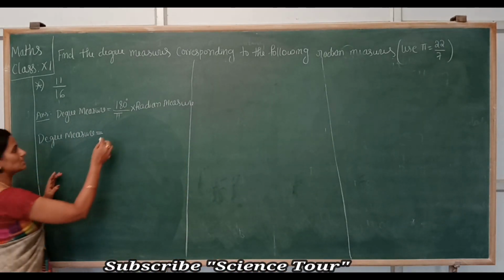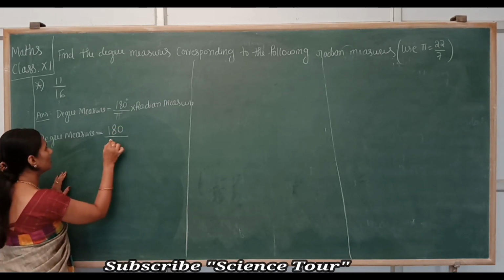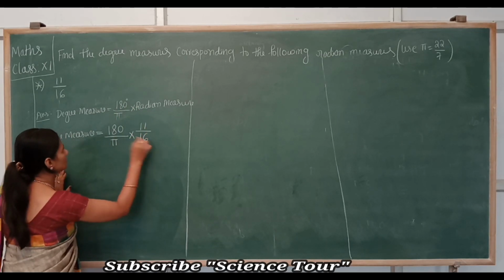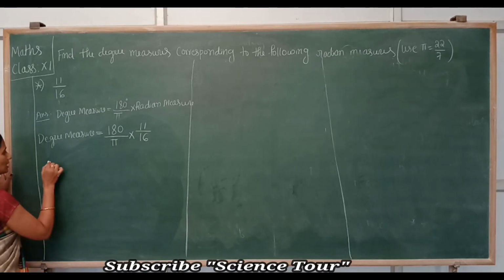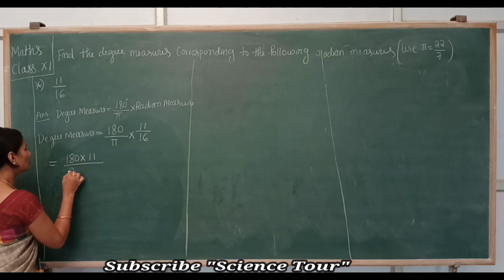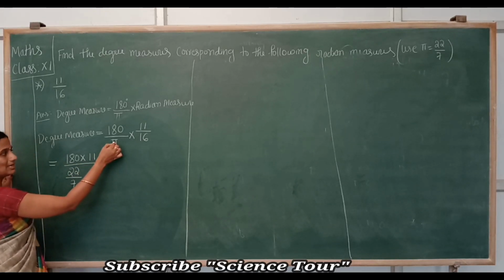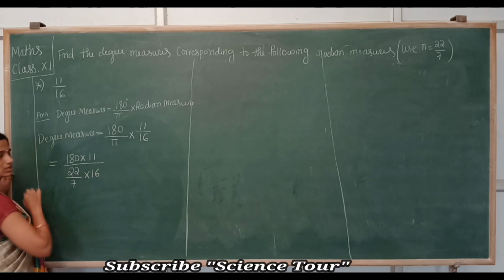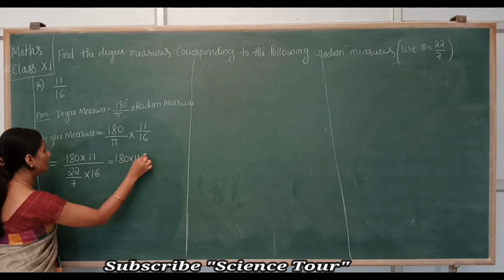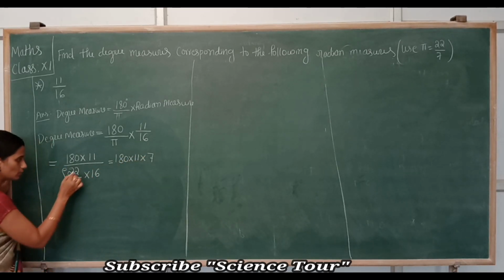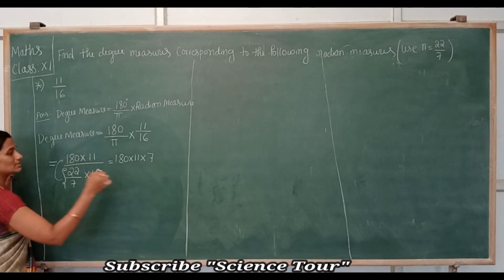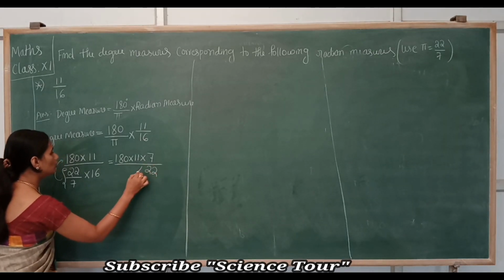Now degree measure is equal to 180 divided by pi into the radian measure. Radian measure is 11 by 16. So that is equal to 180 into 11 divided by 22 by 7 into 16, as pi is 22 by 7. Next, simplification: 180 into 11 into 7. This denominator 22 by 7, I take it to the numerator, then 22 by 7 changes to 7 by 22 into 16.